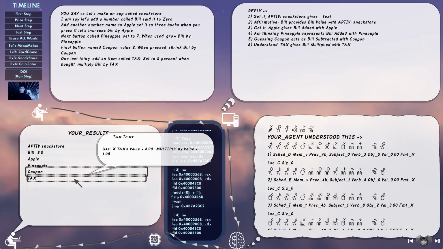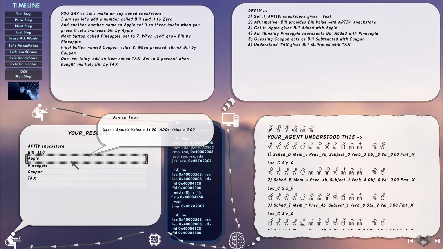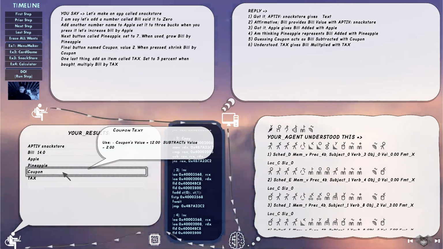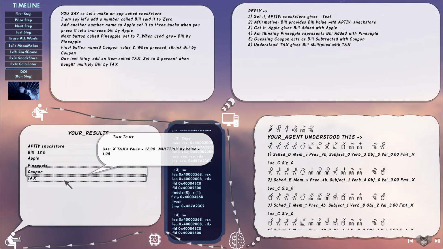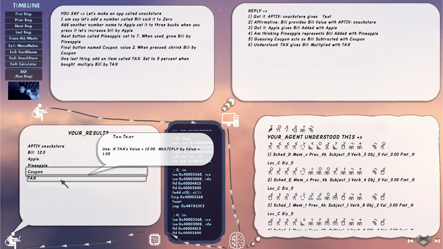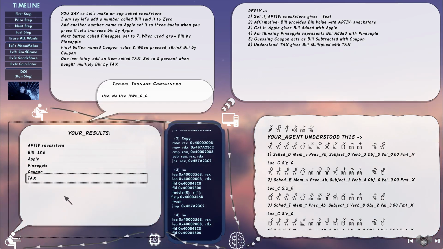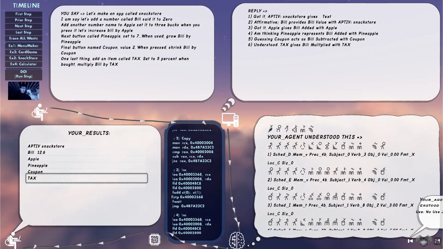We didn't actually apply the tax, so we're at 8. Let's add another apple, and maybe take off 2 more coupons. We're down to 12, or it's 1 coupon. So let's add the tax. So that's 5%. Multiply by 1.05. Let's see how that works. Yep, 12.6. Okay. So there's our fruit store.